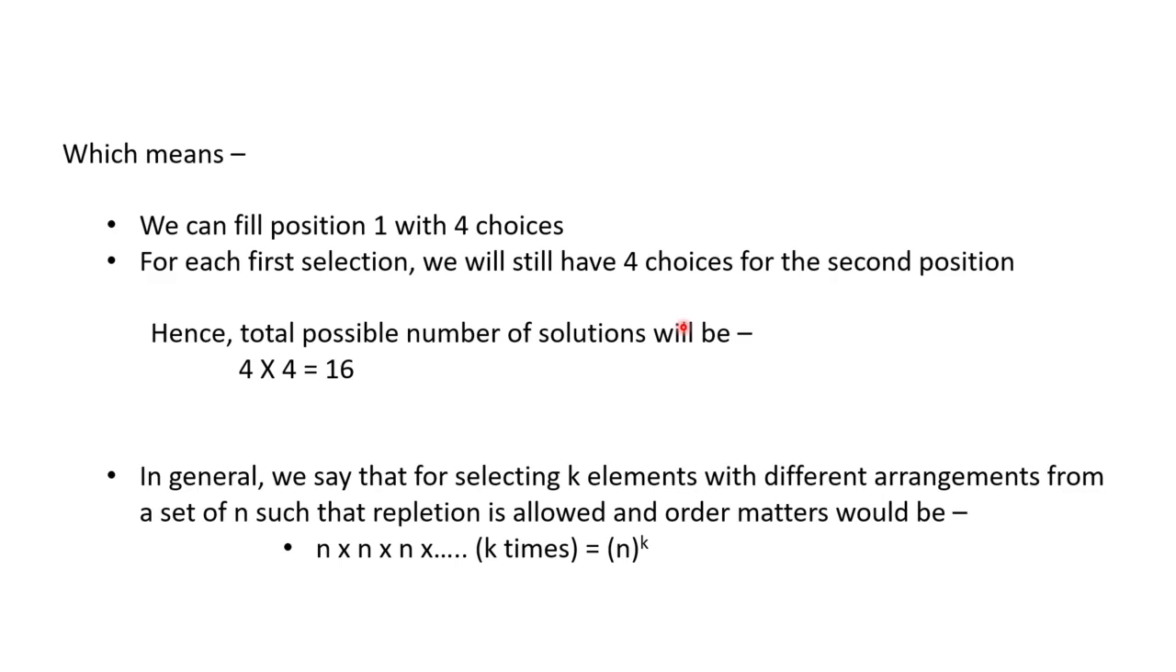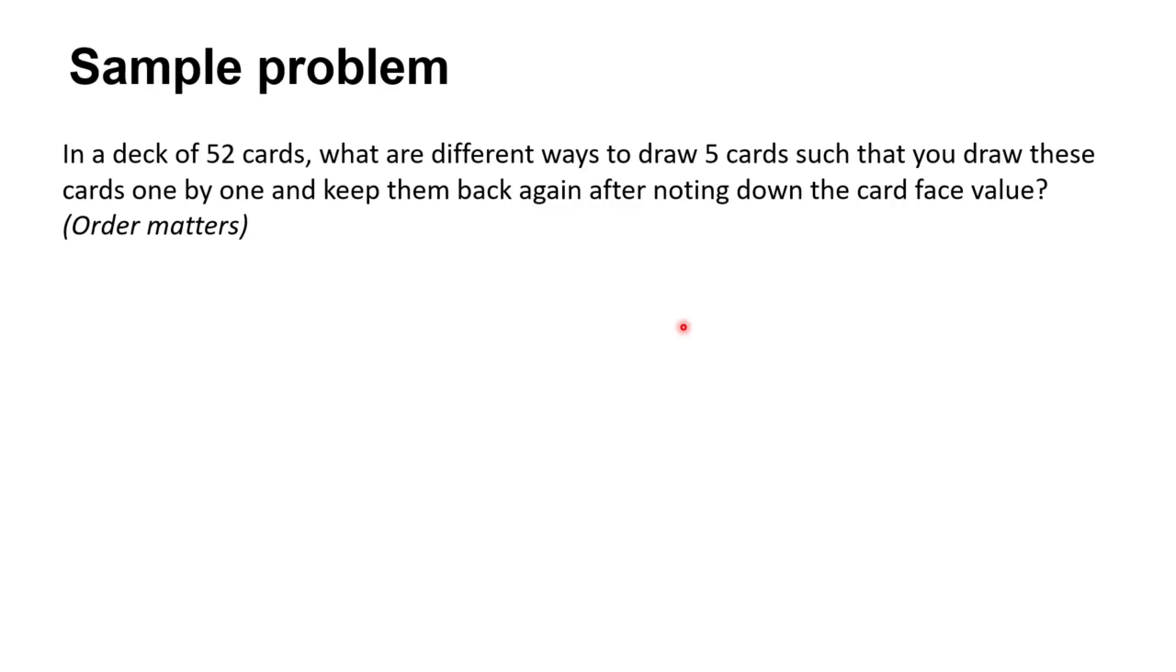So to generalize this formula, we can say that if we have to select k elements with different arrangements from a set of n elements such that repetition is allowed and order matters, then that would be n into n into n, k times. That is n to the power k. So this would be the solution for such a case. Let's look at a sample problem. Probably you can try solving it yourself also.